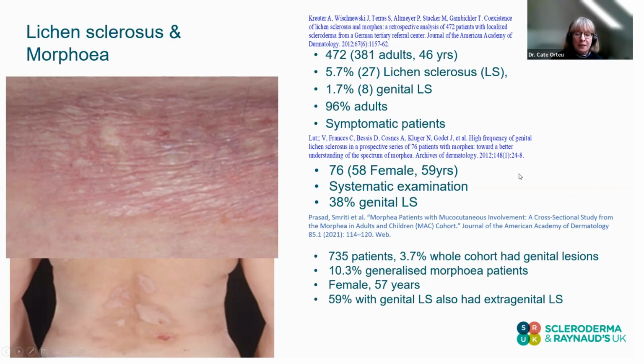So it's a small risk in patients who've had it for a long period of time, but it is important to pick it up. And treatment does seem to reduce the risk of malignancy. So in patients who have widespread disseminated plaque morphea, we always recommend that they have a vulval check, either at their GP or with us.